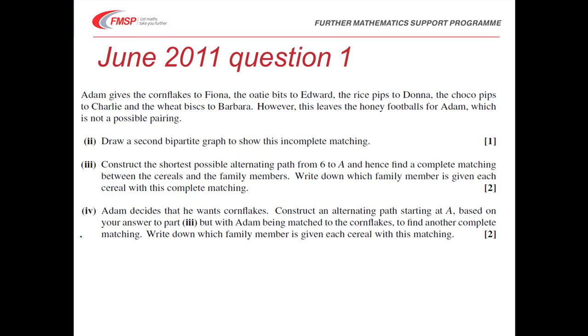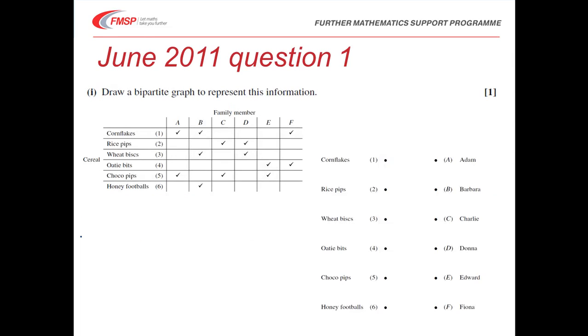There are actually only 6 marks for the total question. There was 1 for part 1, 1 for part 2, and then 2 for each of the ones where we're getting alternating paths. So not a lot of marks, but you just need to be careful that you write down all the information you're asked for and that you get these 6 marks.